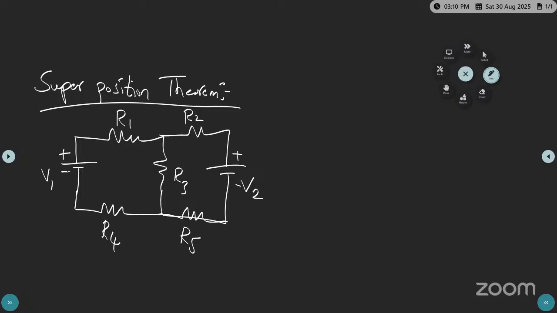If you know mesh analysis, if you are thorough with mesh analysis, then you go for the superposition theorem. Otherwise, no. Why? Because here also you have to do mesh analysis, but the difference is there. Right. Now, what is the statement of the superposition theorem?